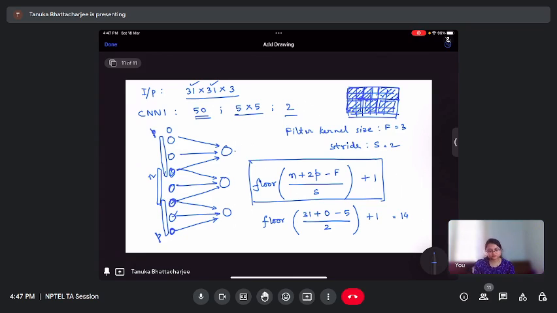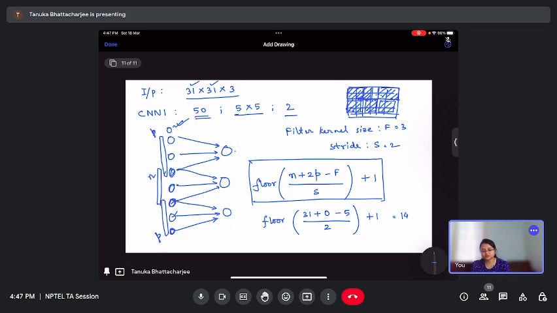What is this floor, madam? Floor means if you get a fraction, let us say 3.5, we will round it to the lower integer. Because it may not always be the case that we have a divisible number of units in the layer. So, in case we get a fraction, we round to the lower integer. In the image that I have drawn here, 1 unit is remaining.